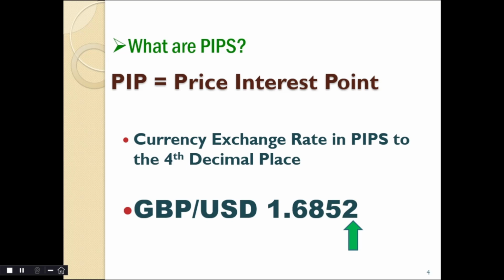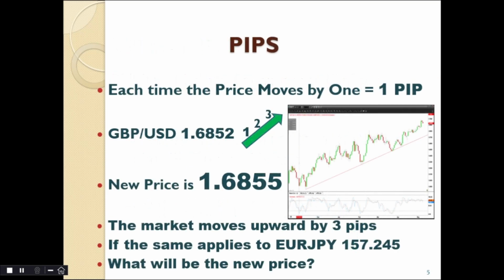Now consider the current exchange rate in pips to 4 decimal places for Great British Pound versus US dollar. If the current exchange rate is 1.6852, then if we are told that the market has moved up by 3 pips, what does that mean? It means that we'll add 3 to the 4th decimal point, which is 2, to obtain 1.6855, because 3 plus 2 is 5. So now the new price will be 1.6855.